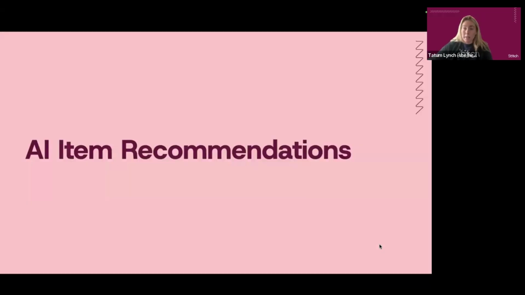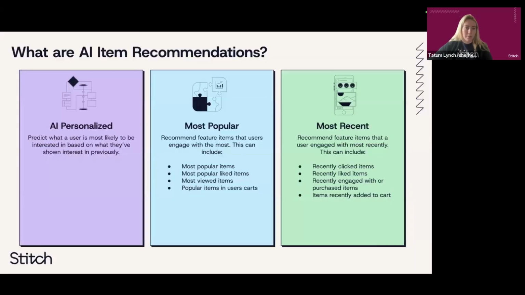All right, so let's go ahead and dive into those three buckets that I mentioned at the beginning of this, just so we can understand what exactly are AI item recommendations, predictive churn, how can we use it, and then put everything together. So what are AI item recommendations?